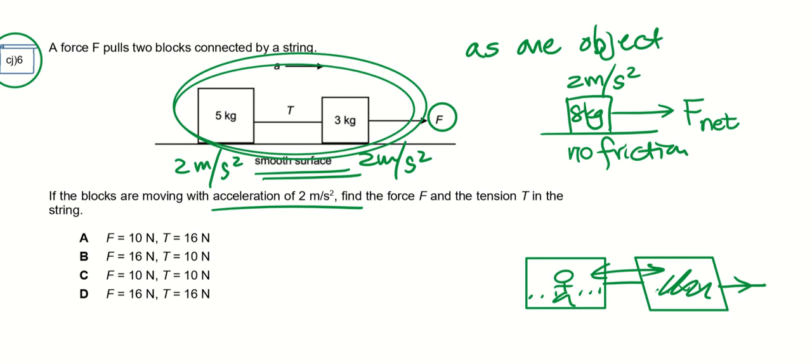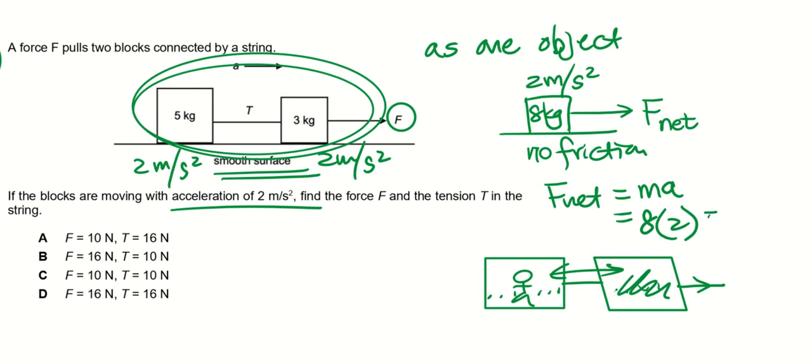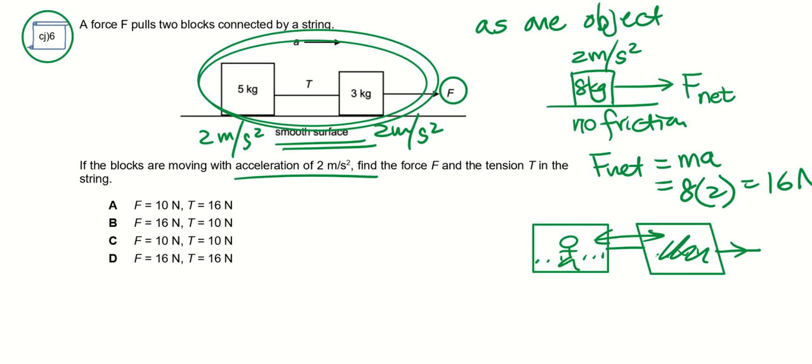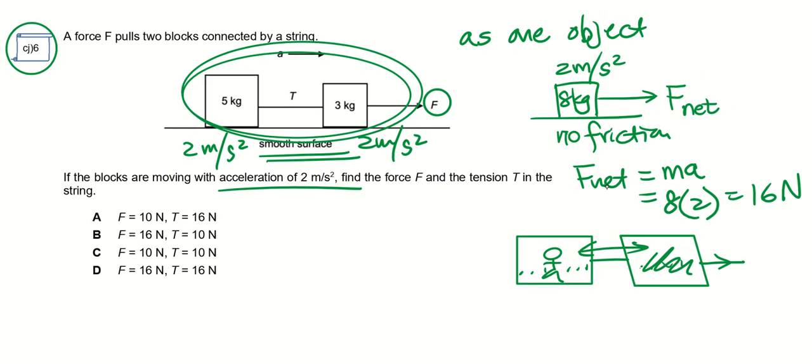Okay, so whenever there's acceleration, there's going to be F net. So I can actually do my calculation. 8 kg times acceleration, I'll get 16 Newton. Okay, so this is important. That means I would have B and D as the correct answer because I have F equals 16.